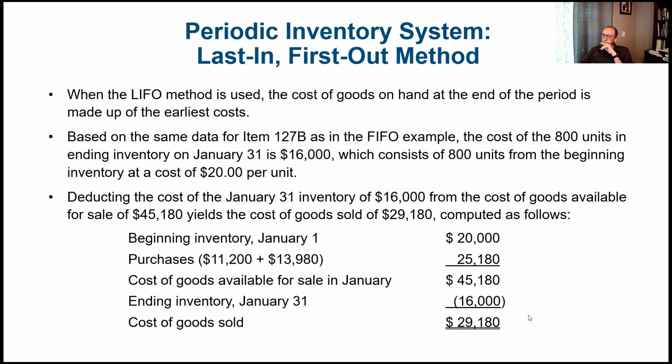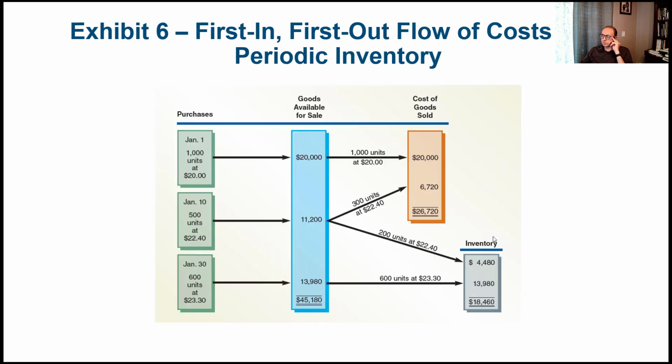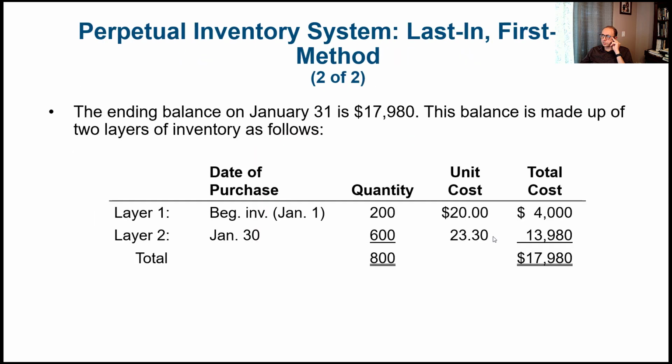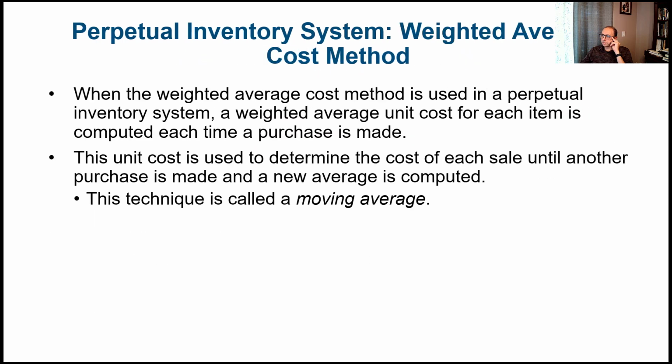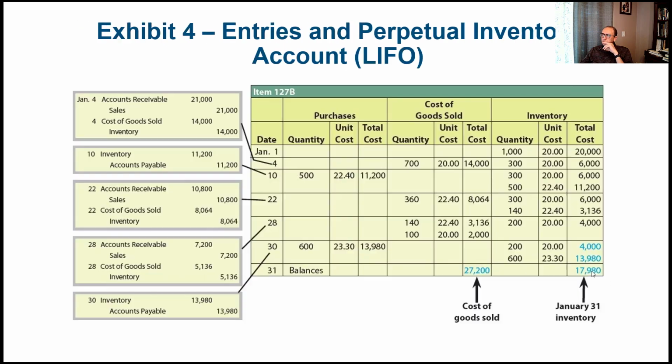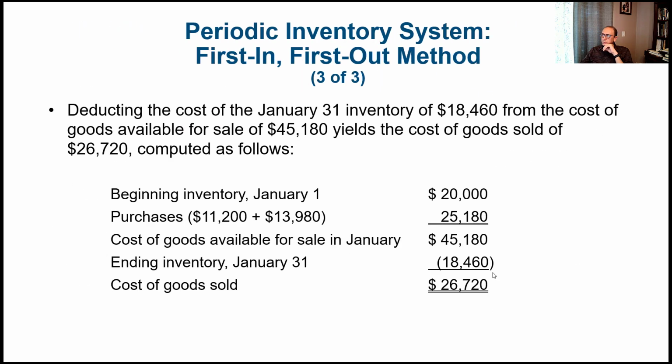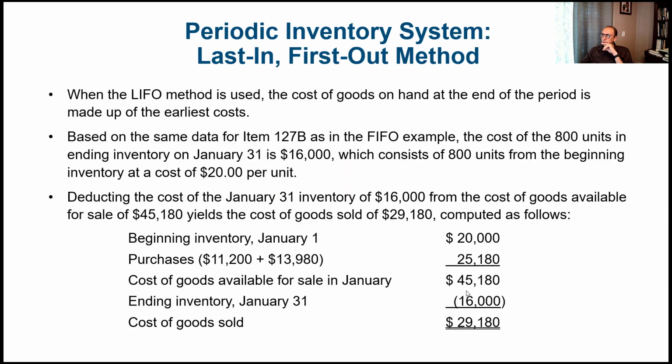So to calculate the cost of goods sold, it's 29,180. So we subtracted the ending inventory from the cost of goods available for sale to get the cost of goods sold. One thing you notice is that the cost of goods sold under LIFO under the periodic system, compared here to the cost of goods sold under the perpetual system, they're not the same. Here it was 27,200, and under the periodic system, it's actually 29,180. So they're not the same.